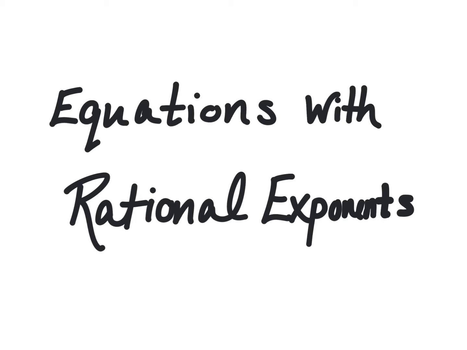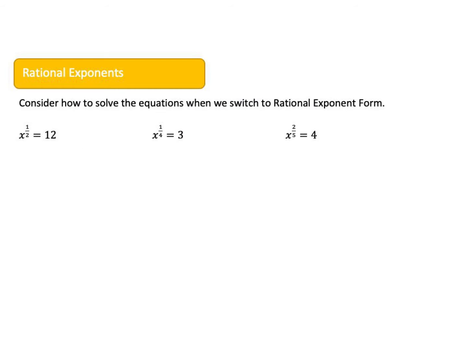Let's finish up this lesson by looking at how to solve equations with rational exponents. Let's begin by looking at these simple equations. X to the 1/2 would be the same as the square root of x is equal to 12. Well, we just learned that we need to do the inverse, which would be square both sides.